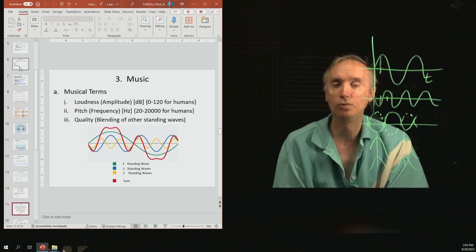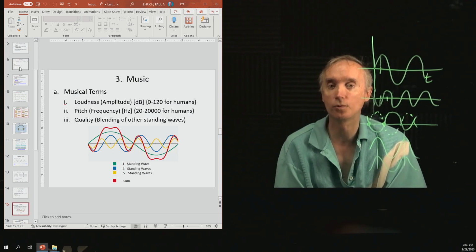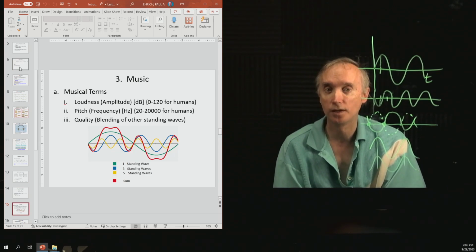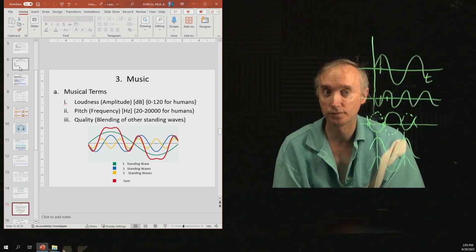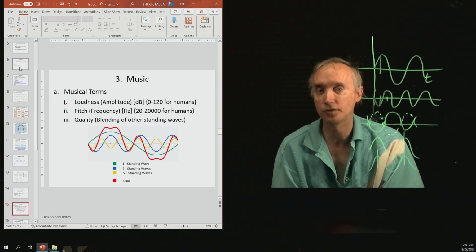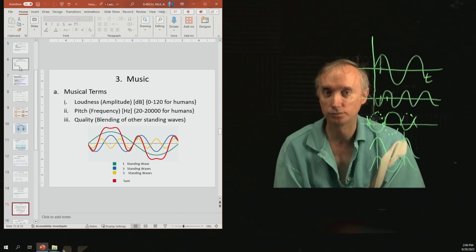All right, know for the exam what the word loudness means and how it is related to the amplitude, and then also know what pitch is and how it is related to the frequency. You're not going to have to know about quality.